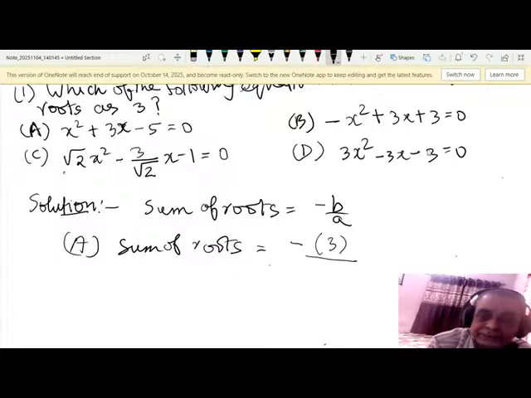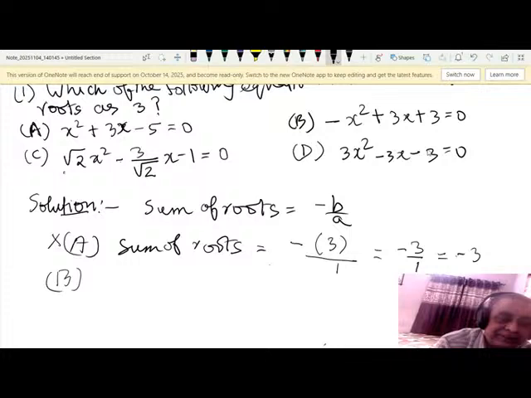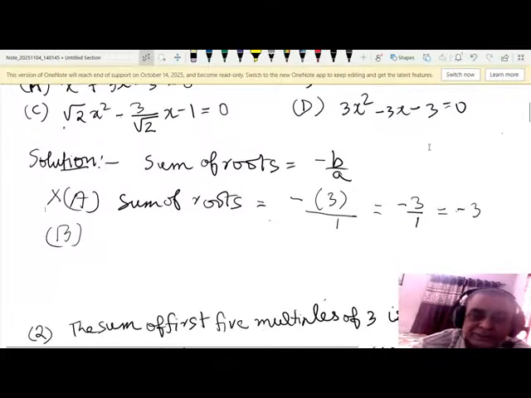Put in bracket. A is the coefficient of x squared. So there is 1. So solve it. It is minus 3 upon 1, which is minus 3. So this is not a correct choice. A is incorrect because here the sum is minus 3.